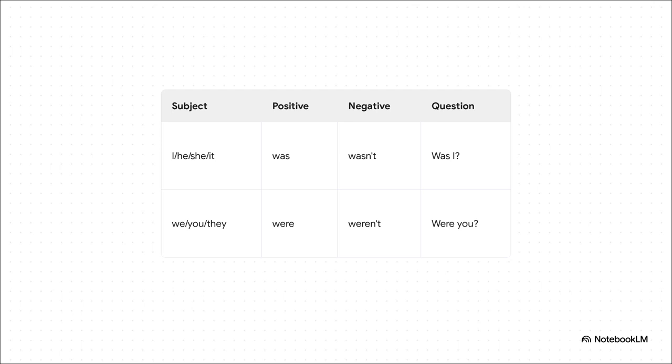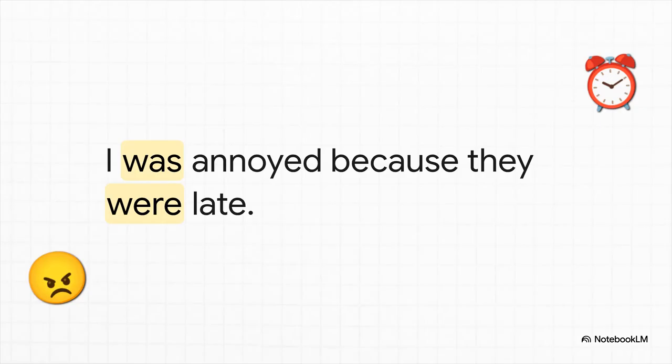To make it negative, you just add not, wasn't, weren't. To ask a question, you just flip it. Was I? Were you? It's a completely self-contained system. And you can see both of these forms working together all the time. Like in this sentence, I was annoyed because they were late. It's perfect. The subject I gets was, and the subject they gets were. That's our VIP verb in action.